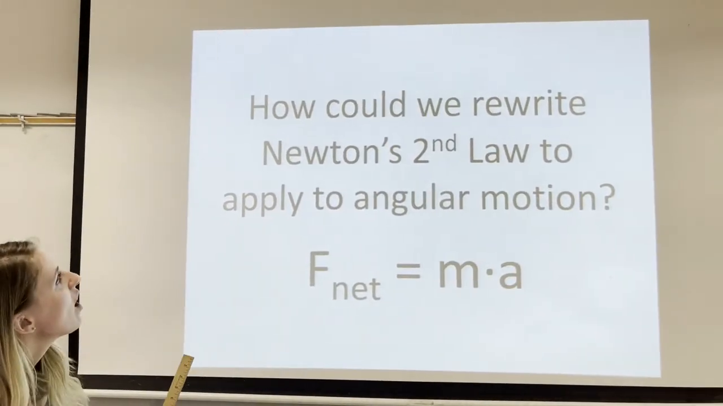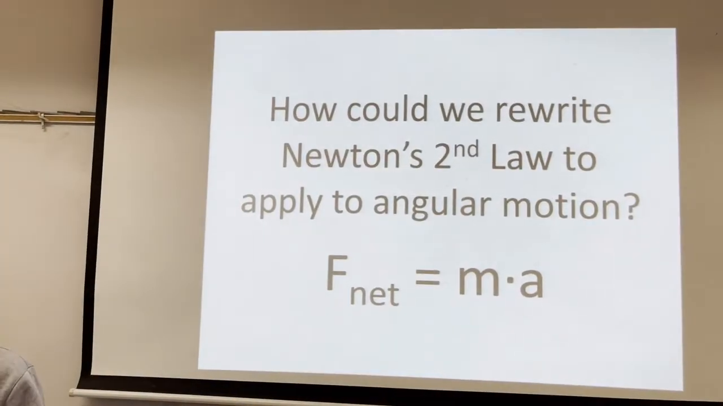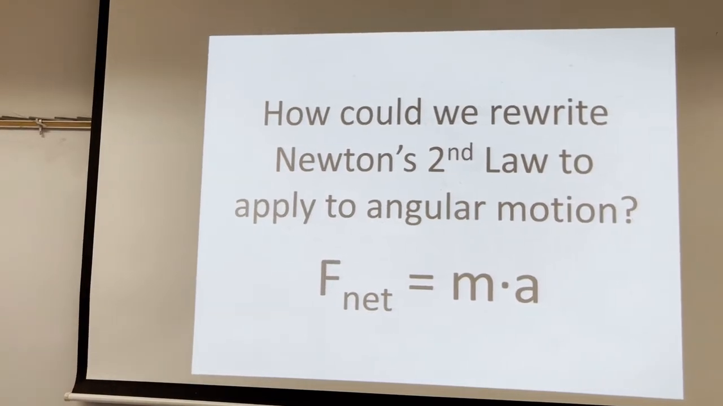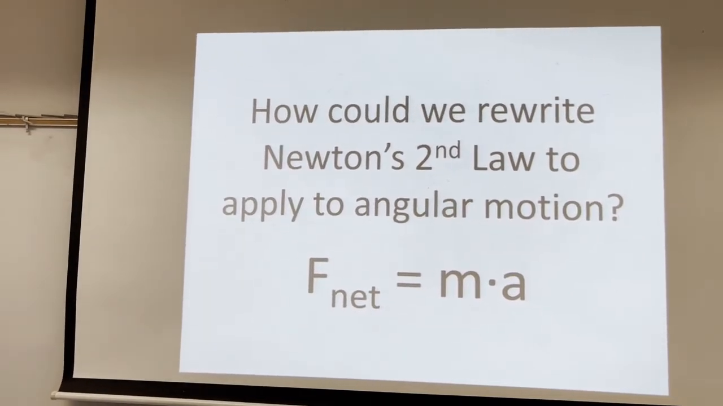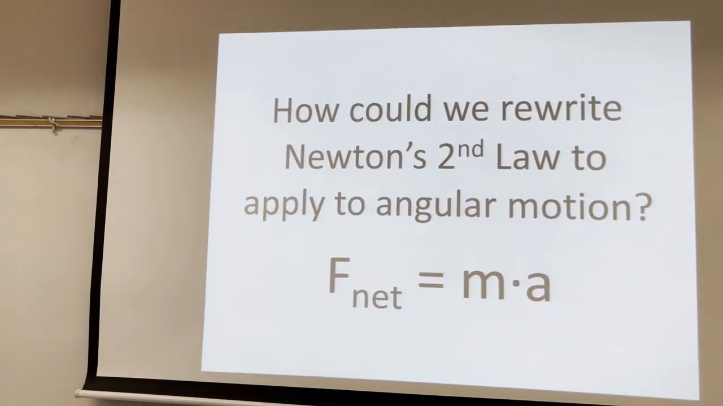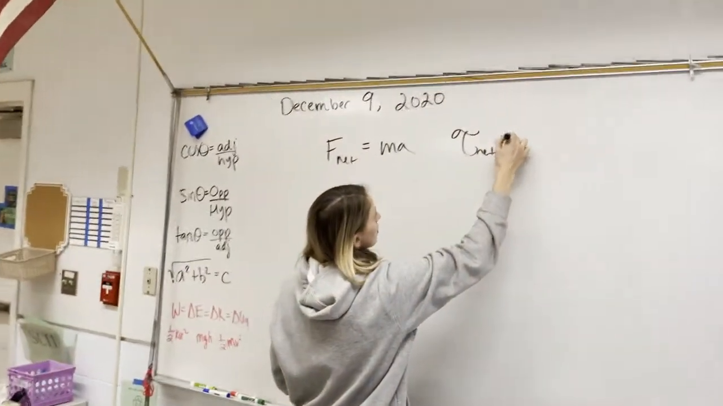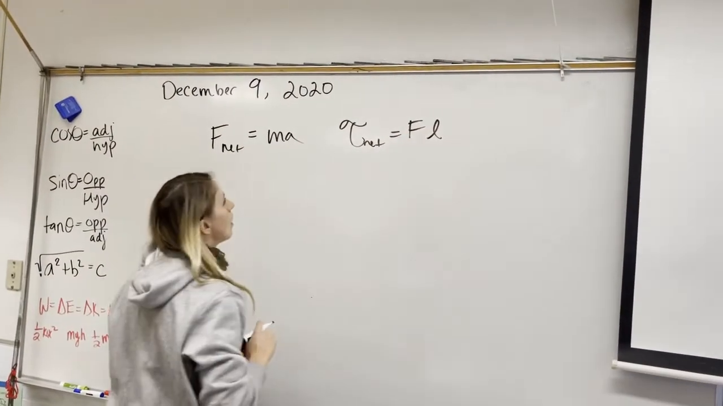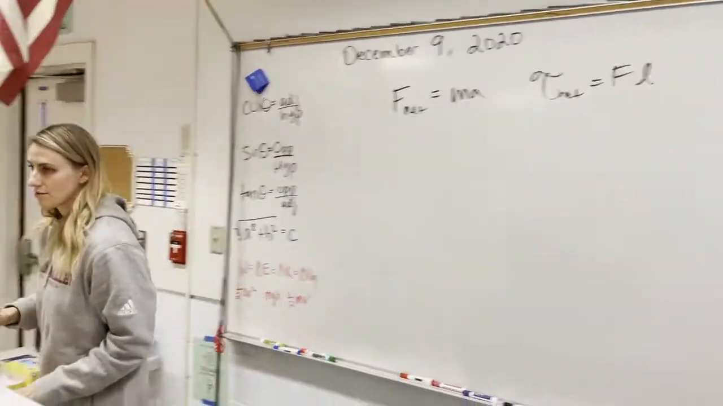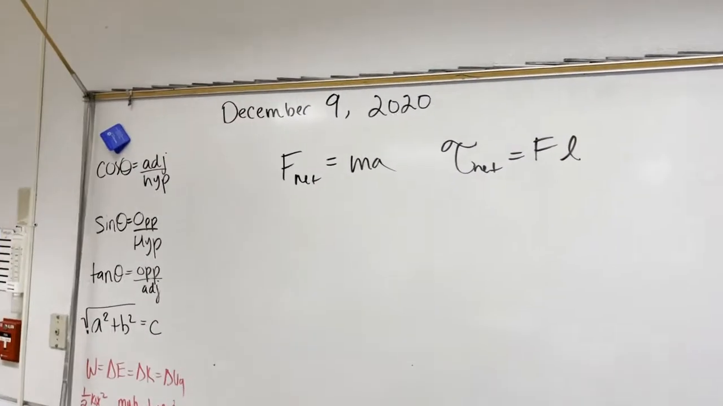Okay. How could we rewrite Newton's second law to apply to angular motion? Newton's second law of motion is pretty important. The question arises, here it is for translational. What are the analogous ideas for rotation? Well, we know that the net torque is equal to force times the lever arm. And so this and this are analogous.